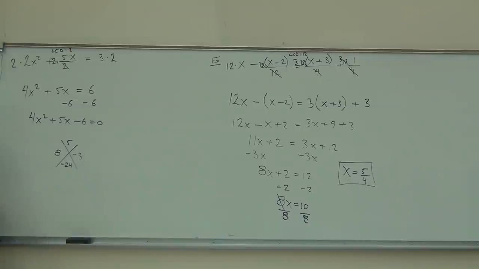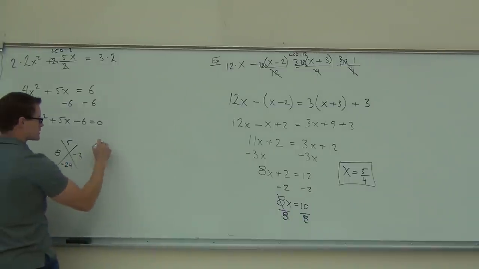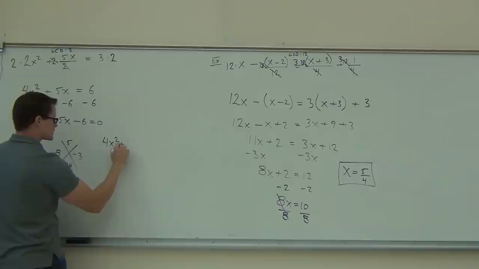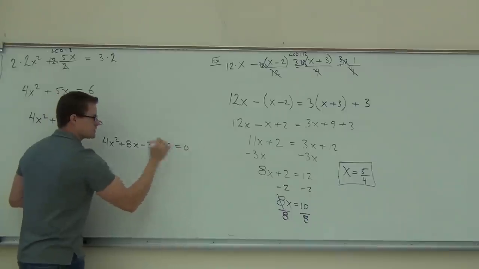Yeah, that's exactly right. Now, can we go directly to the factors, or do we have the extra step here? Extra step. Perfect. So we're going to break this up as 4x squared plus 8x minus 3x minus 6, and that still equals 0.